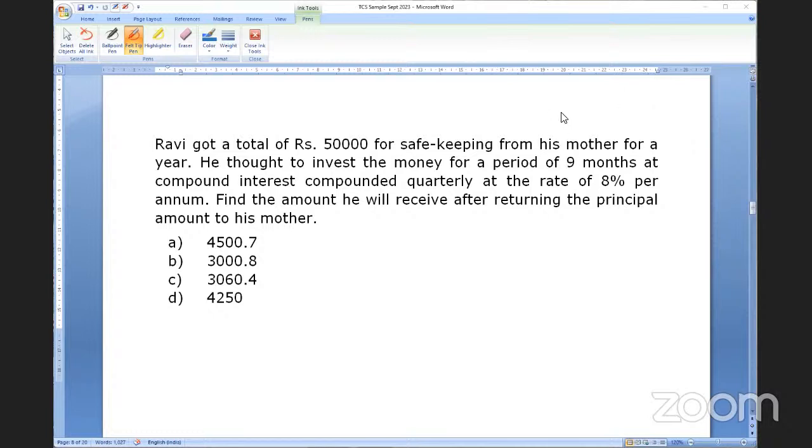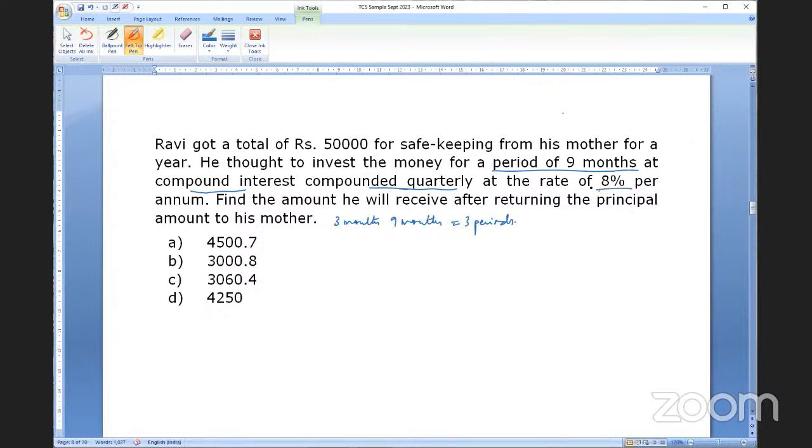Time's up. Let's read this. Ravi got a total of rupees 50,000 for safekeeping from his mother for a year. He thought to invest the money for a period of 9 months at compound interest compounded quarterly at the rate of 8% per annum. So he's investing that money for 9 months and interest is on compound interest basis, compounded quarterly. Quarterly means a period of 3 months. So 9 months means this will be equals to 9 by 3, 3 periods.